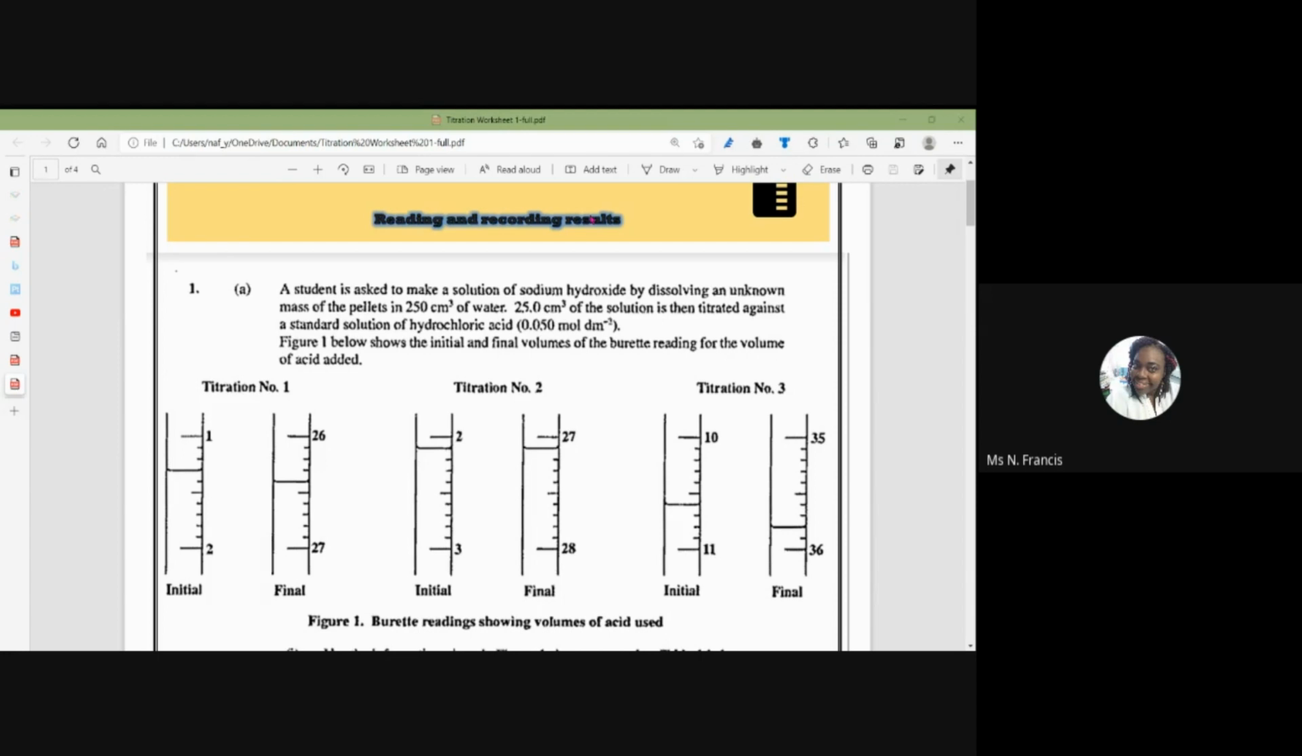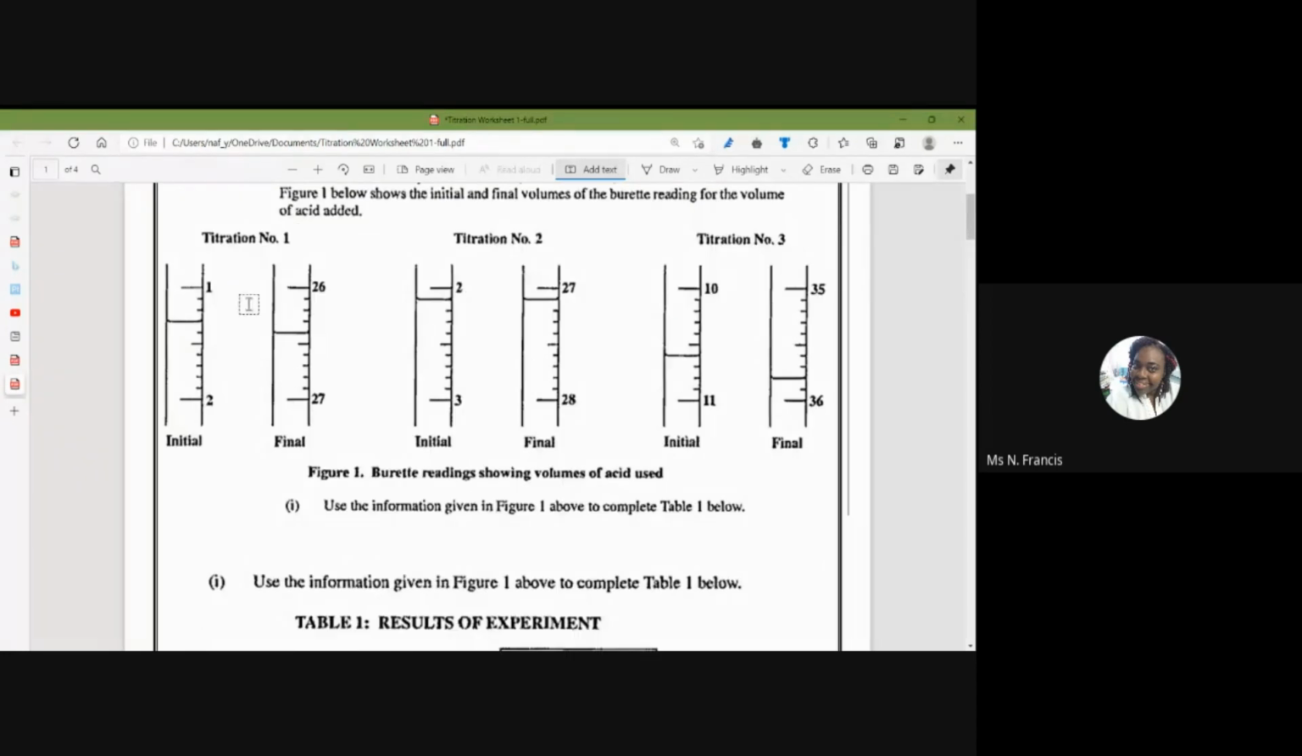So with titration, remember that you're working from known to unknown. You're trying to use what you have to determine the information for something else. In this case, we're looking at the reaction between sodium hydroxide and hydrochloric acid. Hydrochloric acid is our standard solution. So we are working now from the information given about hydrochloric acid to determine the information about sodium hydroxide. So the titration was done, and here are the readings.